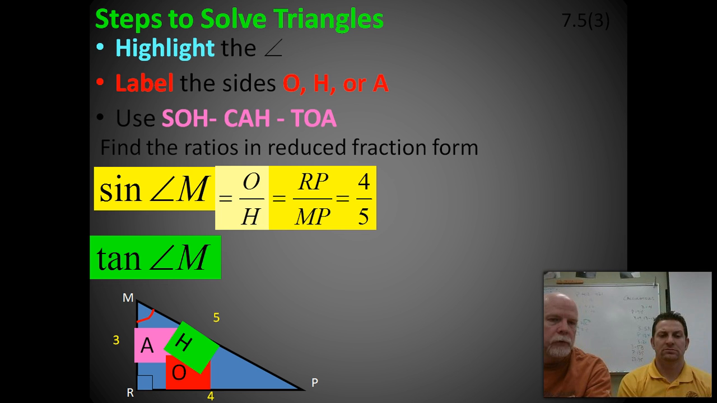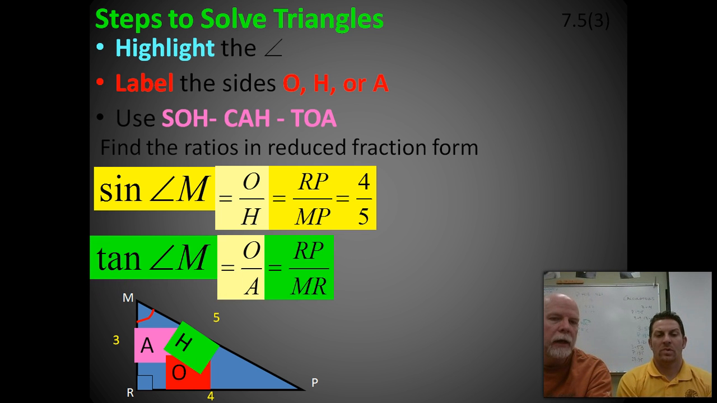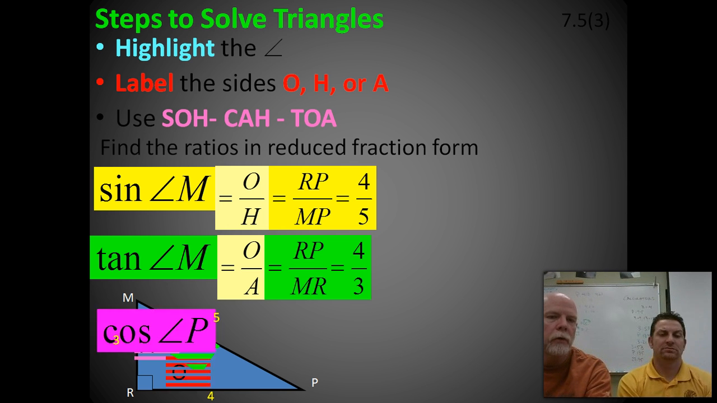Tangent of angle M. Still looking at the same angle, so the pieces stay in the same order. If you look at the SOHCAHTOA, the tangent is opposite over adjacent. So, again comparing angle M, the opposite is the 4 down there, the RP side, and the adjacent is the side right next to it, the MR side. And so we would go 4 to 3 for this particular example. So the tangent of angle M is 4/3, a ratio of 4 to 3.